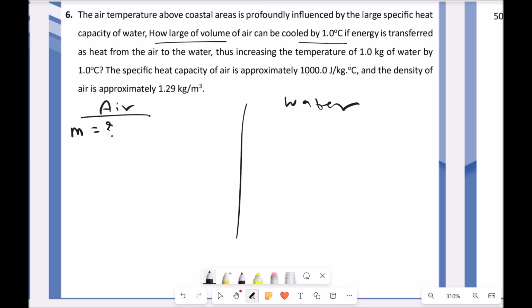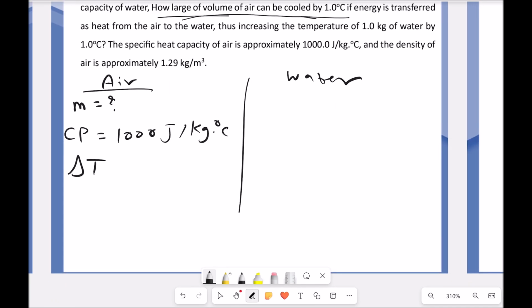But we have something else. We have the specific heat capacity, which is equal to 1000 joule per kilogram per Celsius. And then we have delta T. It says, how large of a volume of air can be cooled by 1 Celsius. You don't have initial and final temperature, so this is going to be delta T, the change in the temperature of the air.